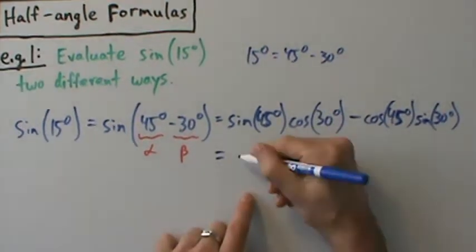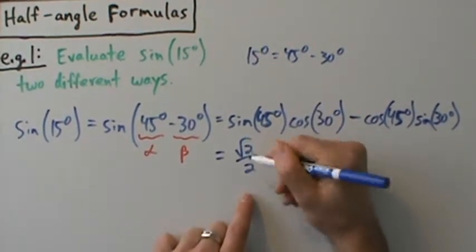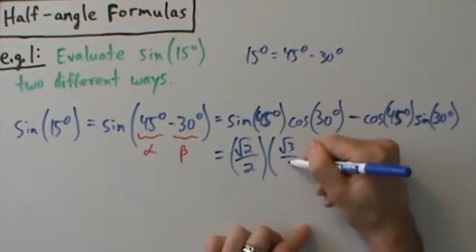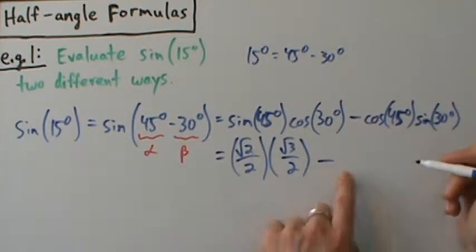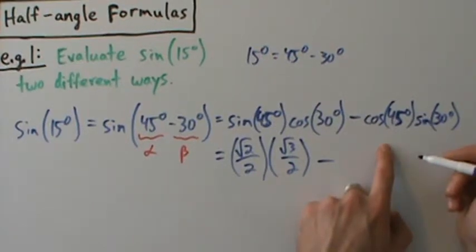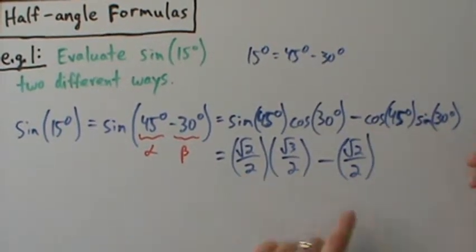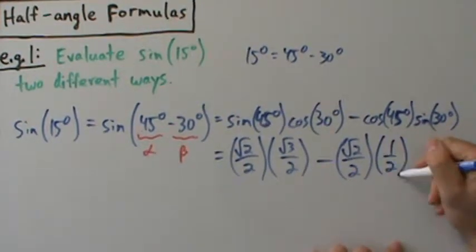So sine of 45 degrees, that's root 2 over 2. And then we have cosine of 30 degrees, that is root 3 over 2. Then we have minus cosine of 45 degrees. Cosine of 45 degrees is also root 2 over 2. And then sine of 30 degrees is 1/2.